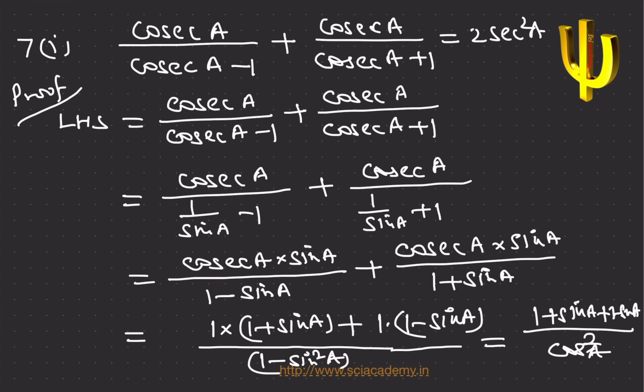So this sin a will be cancelled out. We will have the value equal to 2 sec square a, that is equal to RHS. So we solved the problem.